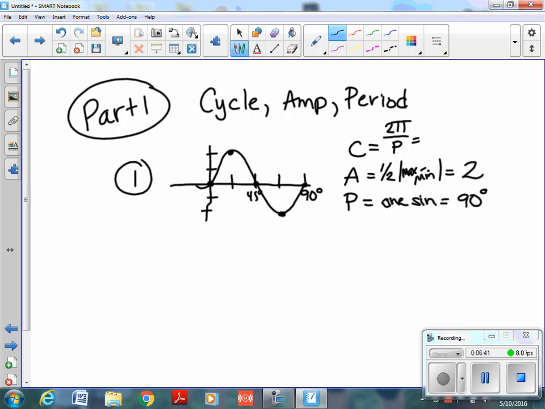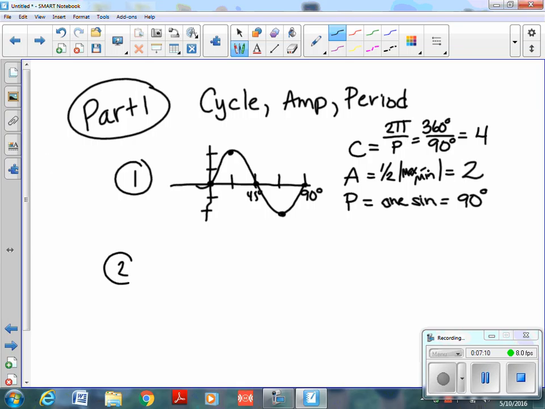I know that p is 90 degrees because I just figured out that that's how long it takes to make one sine graph, out to 90 degrees. I hope most of you know that 2 pi is the same thing as 360 degrees. So if you don't like 2 pi, just change it to 360. 360 divided by 90 is 4. Final answer. I found the cycle.